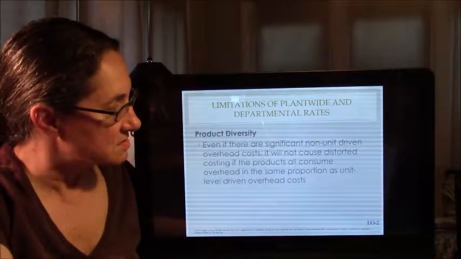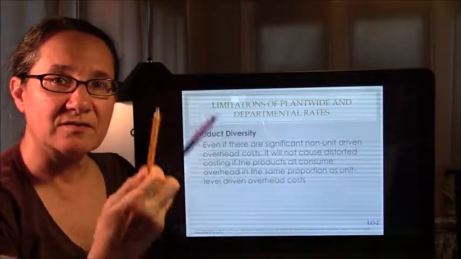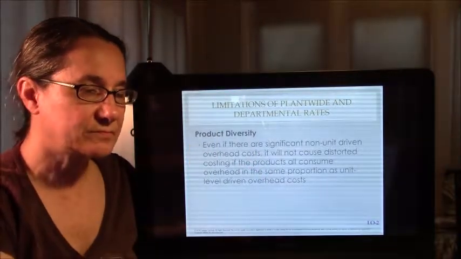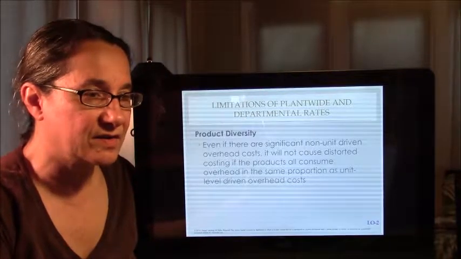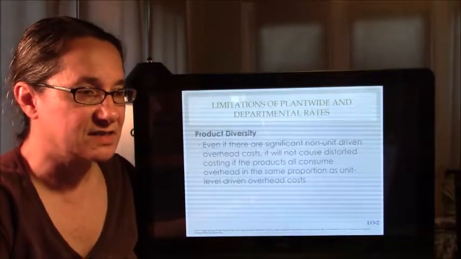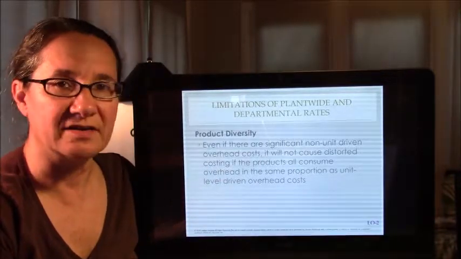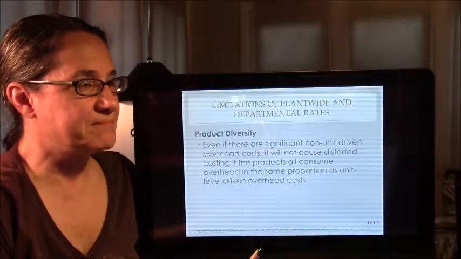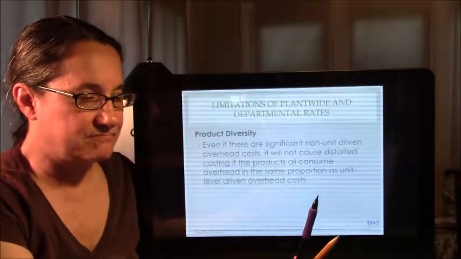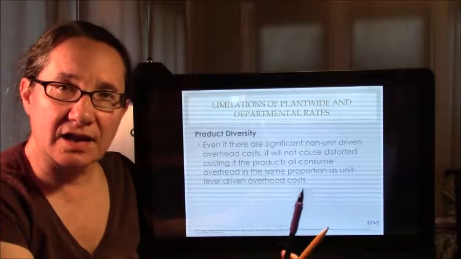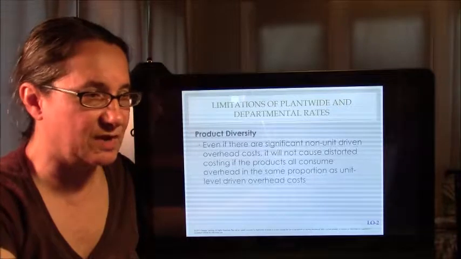All right, so here's an issue. We talked about mechanical pencil versus plain pencil. So even if there are no non-unit driven overhead costs, sometimes making different kinds of things is going to make overhead different. So that's what we're getting at. It's easy to trace the direct costs, but assigning that overhead can be a problem. So we try to get as good as we can at it.